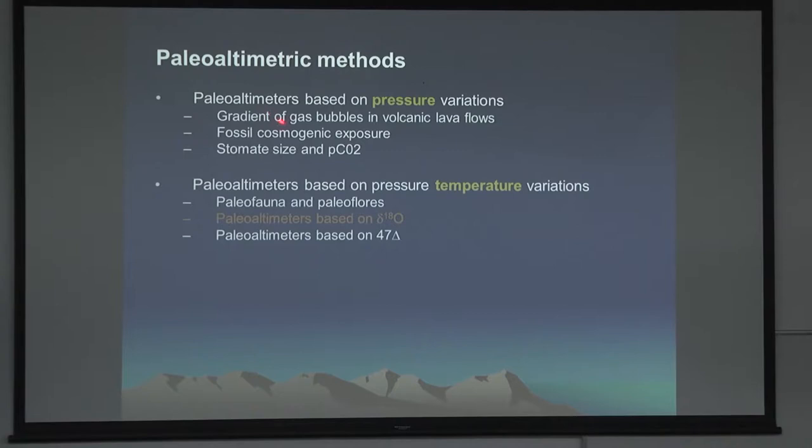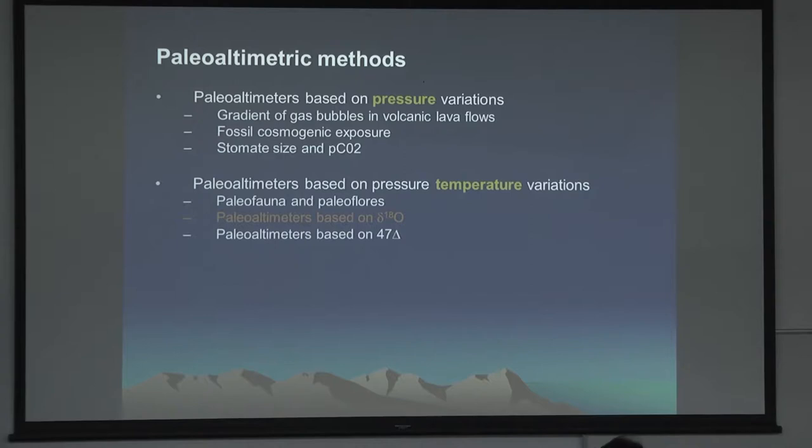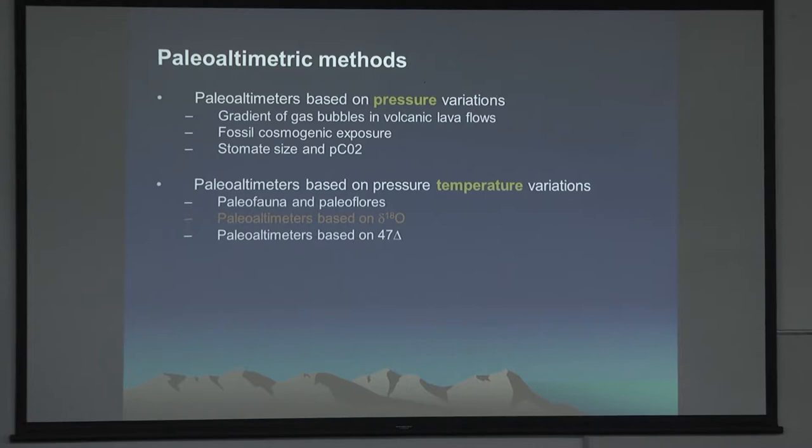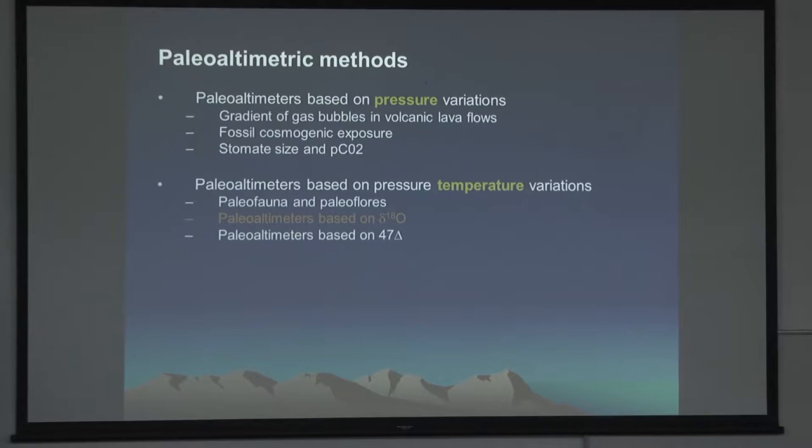I would say most studies use paleoaltimeters based on the isotopic signature of the oxygen, delta O18, which is sensitive in particular to temperature through a distillation of the clouds when they are climbing in the atmosphere. But it's not the topic of the day. It's just to show you that we have different tools or different techniques when we want to look at vertical deformation on the long term.